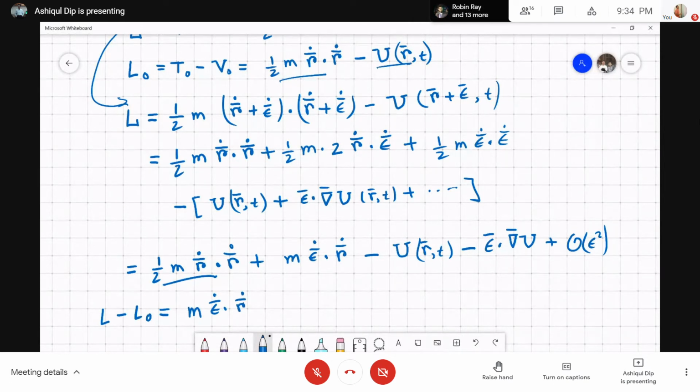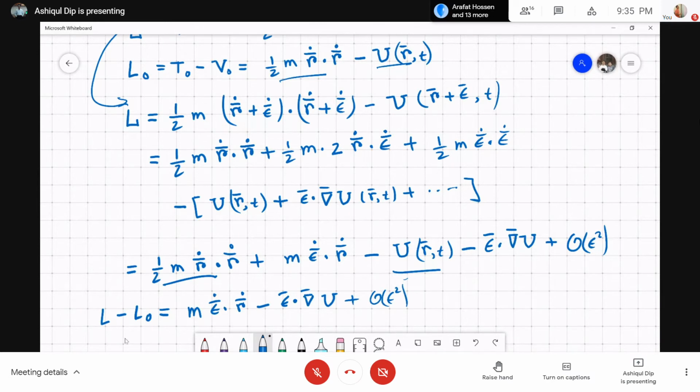Also, this term and that term match, right? So they cancel out. So the leading order term would be negative epsilon dot gradient U plus order of epsilon squared. That would be the separation, right? Yes.